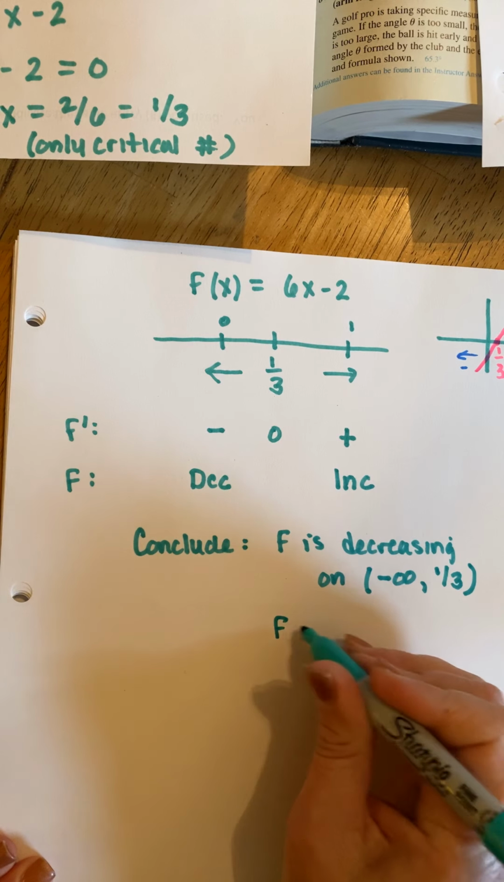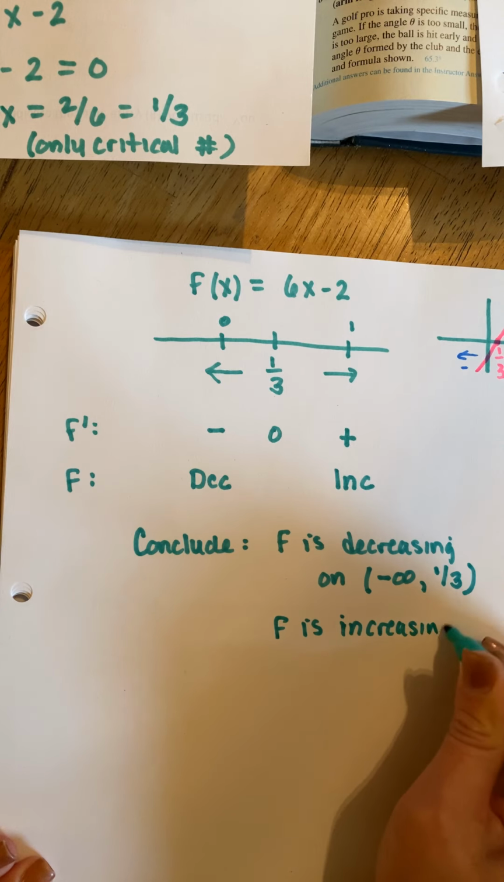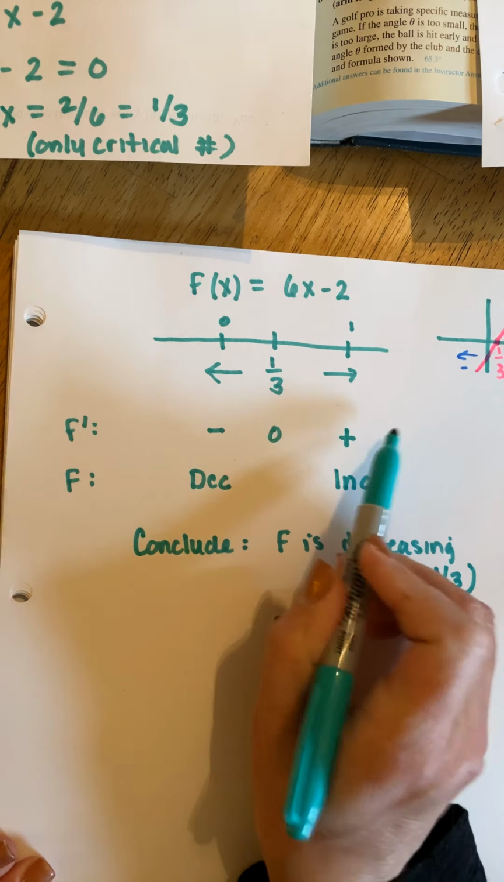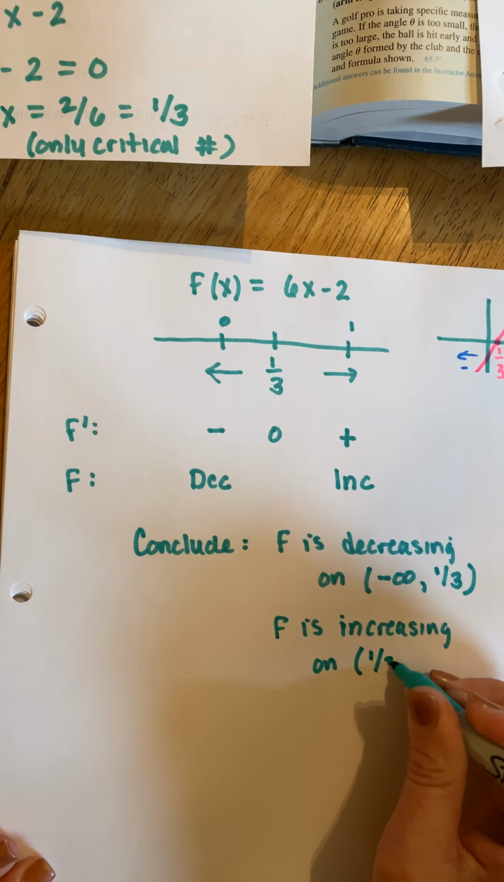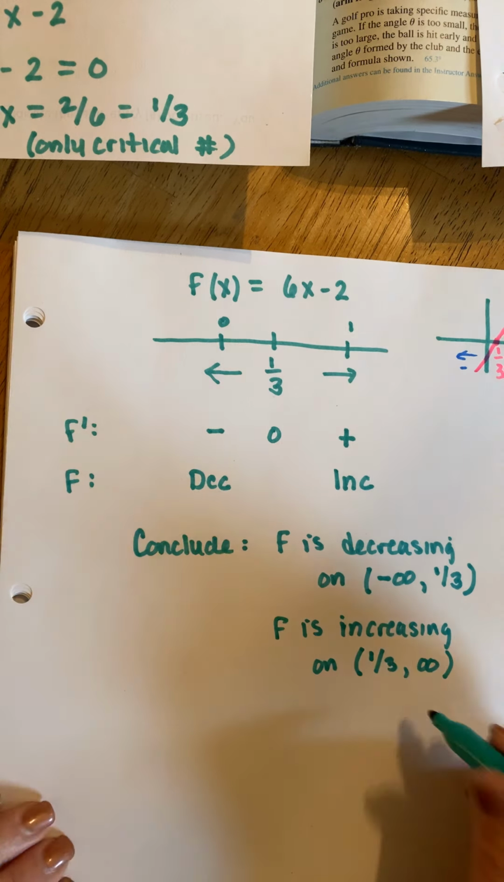And we can conclude that the original function is increasing, well, to the right of 1/3, so we write 1/3 to infinity. And that would be the answer to that question.